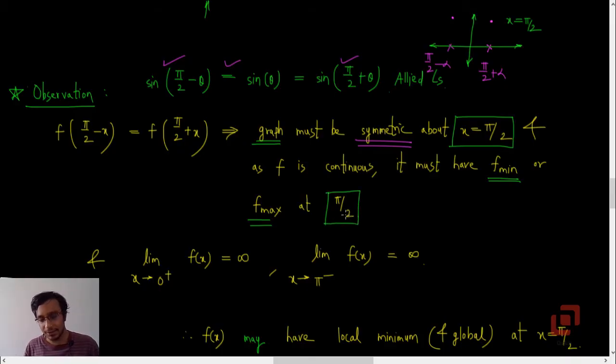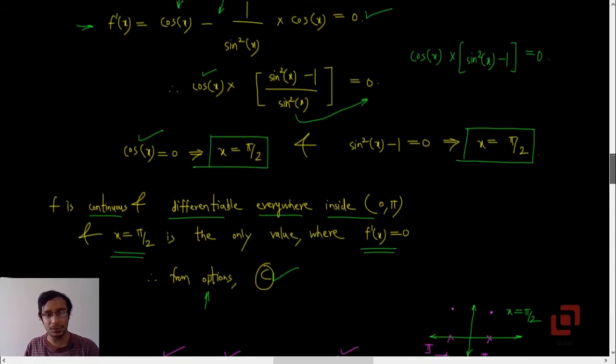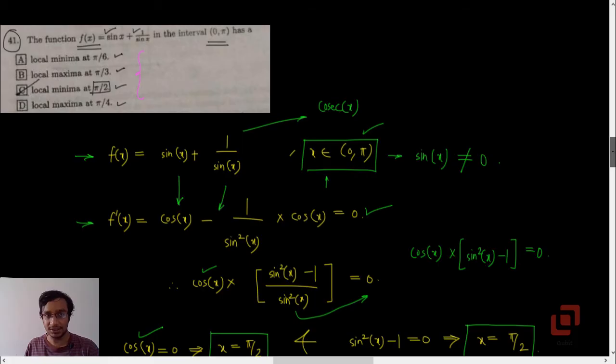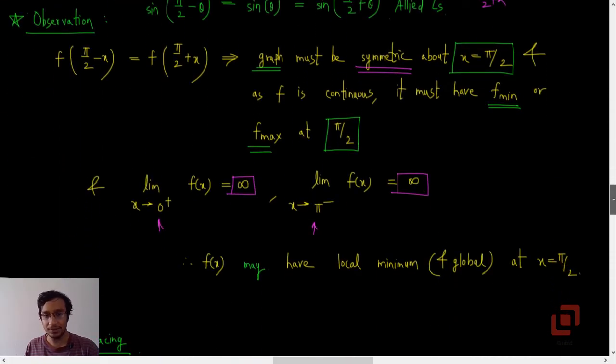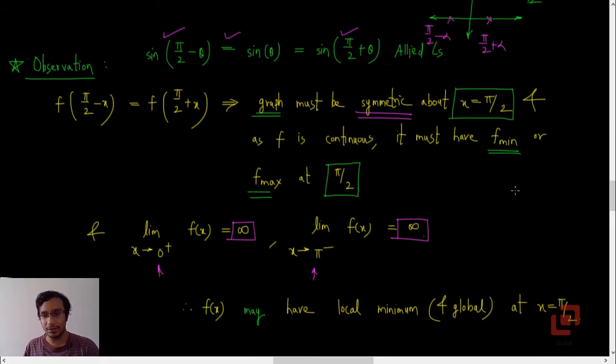Okay, that is the first observation, that the graph of this function is symmetric about pi by 2. And if you observe what happens at the endpoints, which are open endpoints of an open interval, you need to take the right hand limit at 0 and the left hand limit at pi. You'll find that both these one-sided limits are infinity. It's not very difficult to see this from the definition of the function, sine x plus 1 upon sine x.